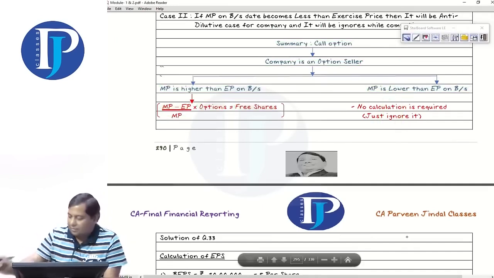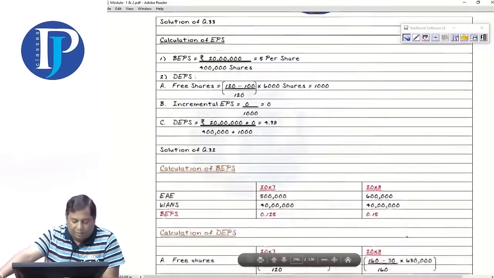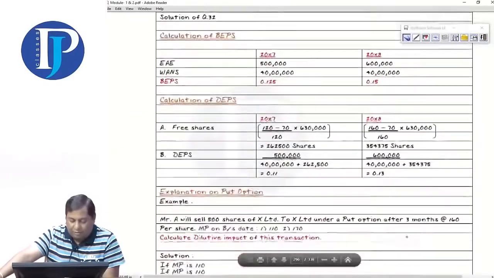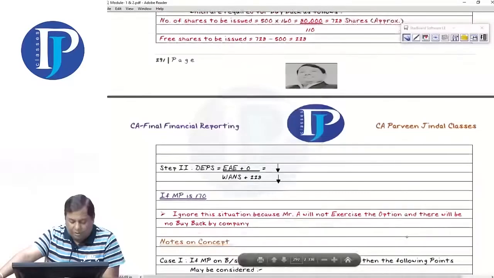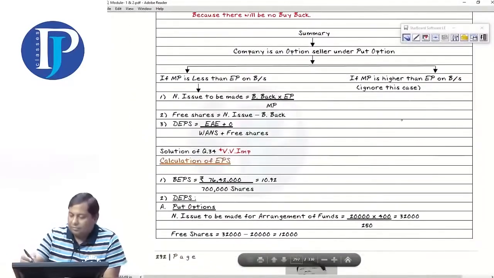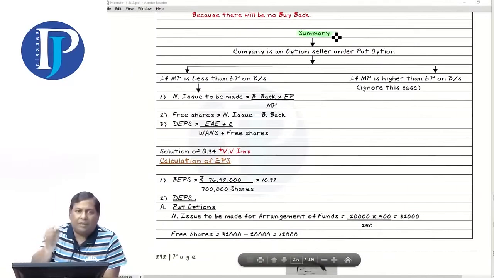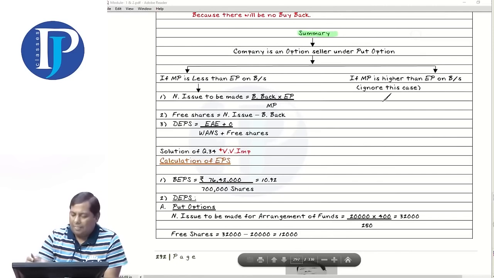Similarly, I explained a question from book, 33, then I did 32. Later I explained the put option. Then I gave you the summary of the put option. Put option summary. Examples are also given, notes are also written, summaries are given too.